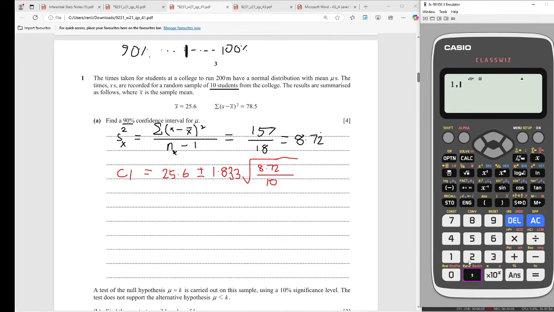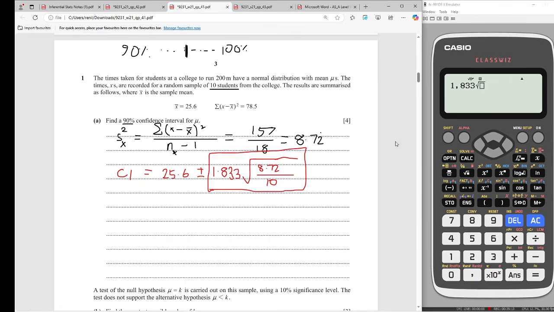So here we have 1.833. I'm going to just calculate this value right here. This is what I do. So 1.833 root, and then we get 8.72, we write in fractions, 157 divided by 18, and we times the denominator by the number of terms, 10. And this is what I do right now. So 25.6 plus or minus 1.712. Writing this down keeps confidence intervals much easier to do.